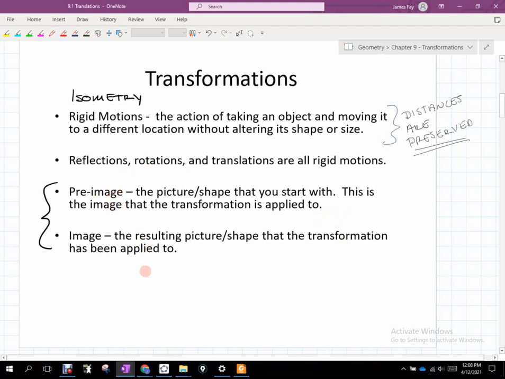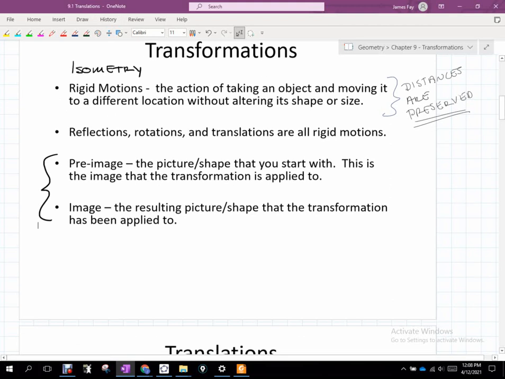Okay? Then something like x squared plus 6x plus 9, that's going to be the rule for your image. Your image is the resulting or the end result after you've done your transformations, the resulting picture or shape that the transformation has been applied to. So pre-image is what you start with, image is what you get when you're done. Is that okay with everybody? Have you heard those terms before?